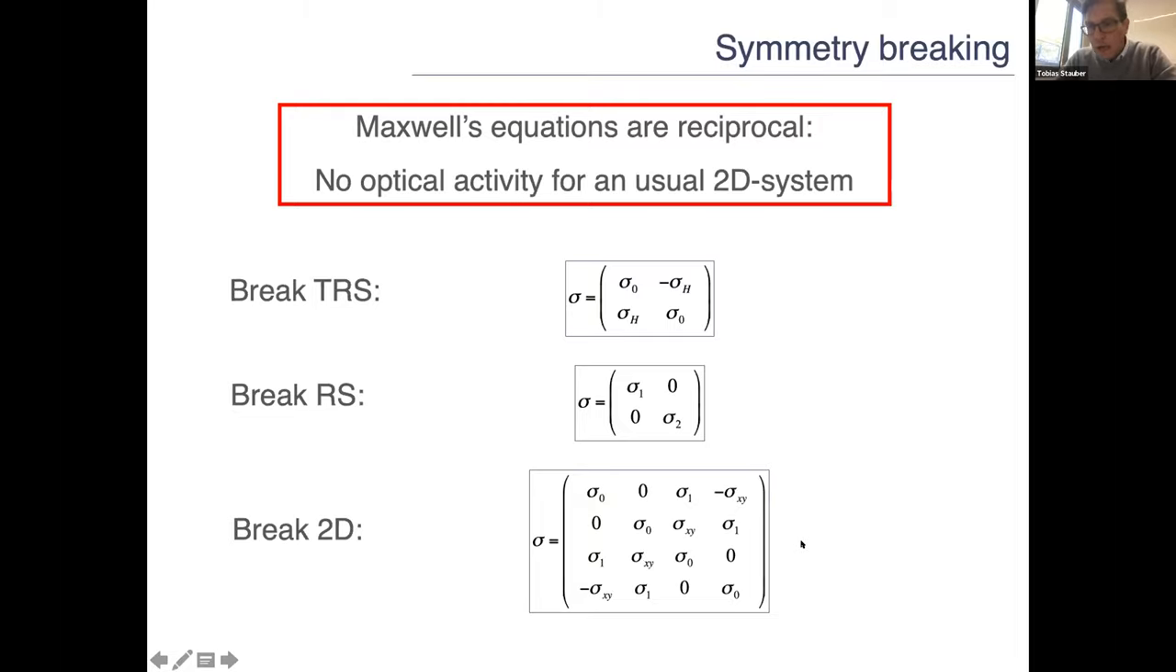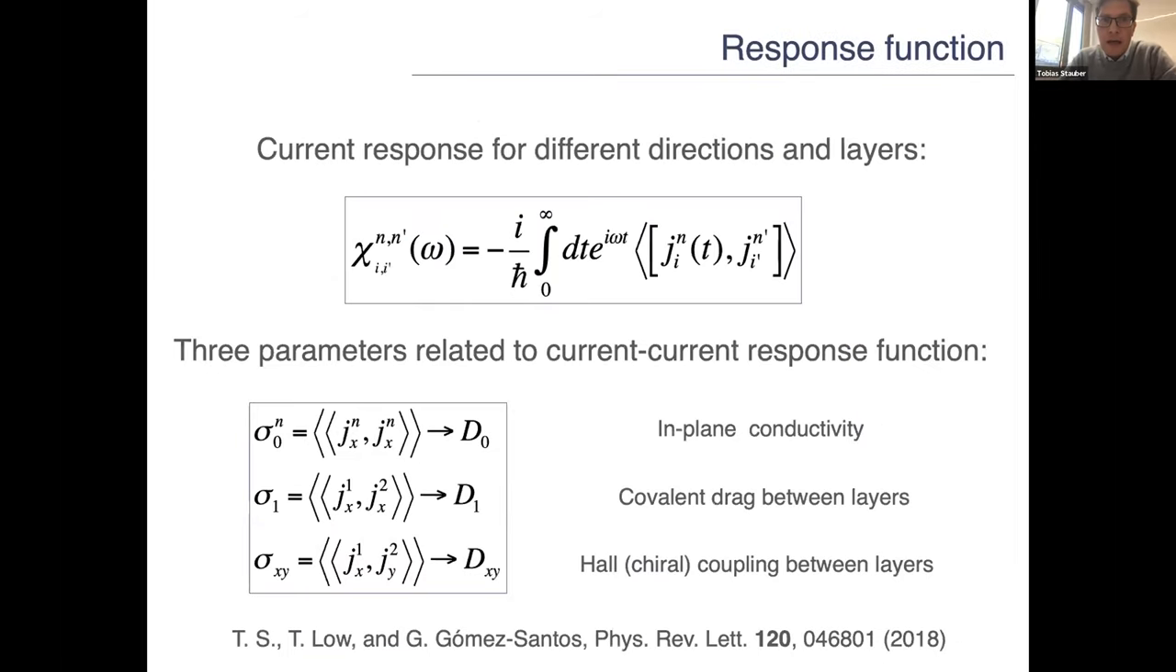The minimal model, so you can extend the model, of course, and include more effects, but the minimal model would include a 4x4 matrix, which has in the first layer, you can see here, the conductivity tensor is totally trivial. In the second layer, it's also trivial. But the coupling in between those two layers can become non-trivial. And as you can see, this can result in a term which is similar to a Hall conductivity, which gives rise then to this optical activity.